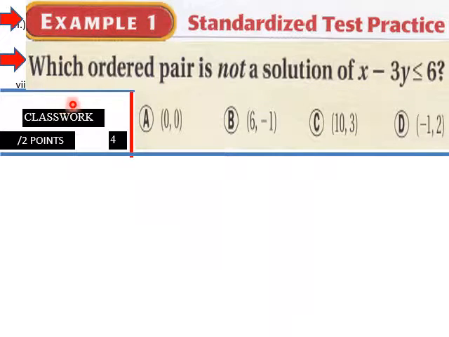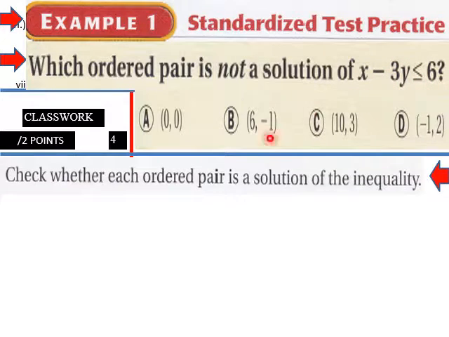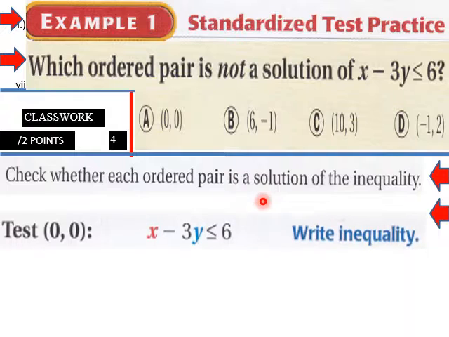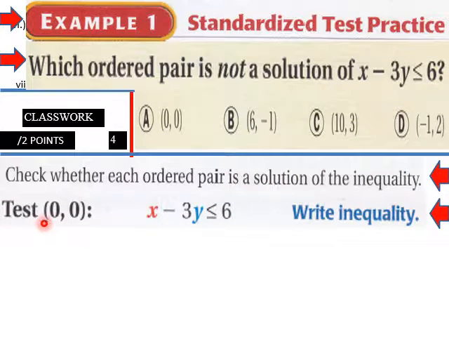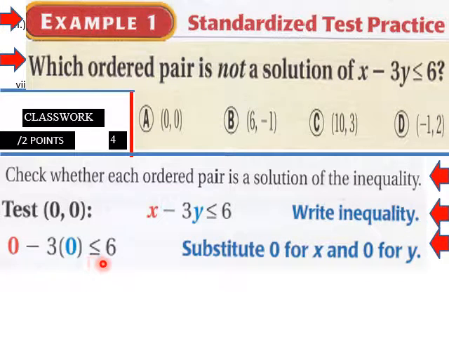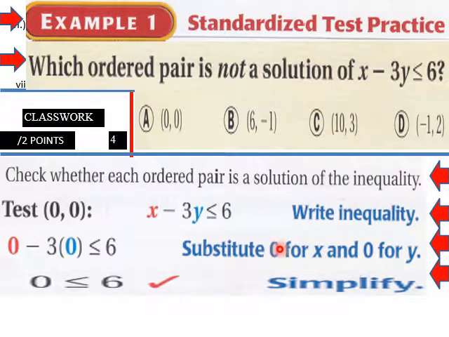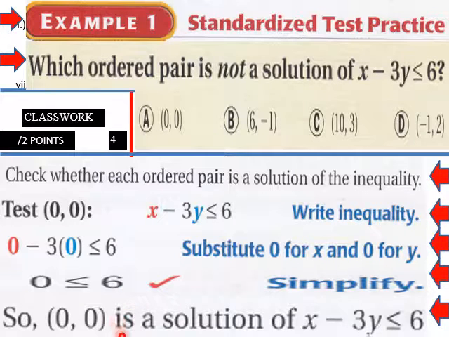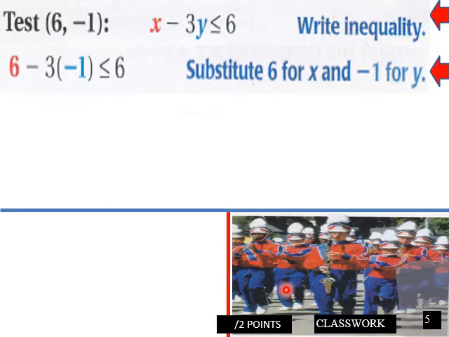Okay, example 1, standard test practice. Which ordered pair is not a solution of this perfect inequality? Check whether each ordered pair is a solution of the inequality. We're just going to plug in and see what happens. For 0, 0, substitute 0 for x and 0 for y: 0 is less than or equal to x. Yes, that checks. So 0, 0 is a solution of x minus 3y less than or equal to x. That's one way of doing it.